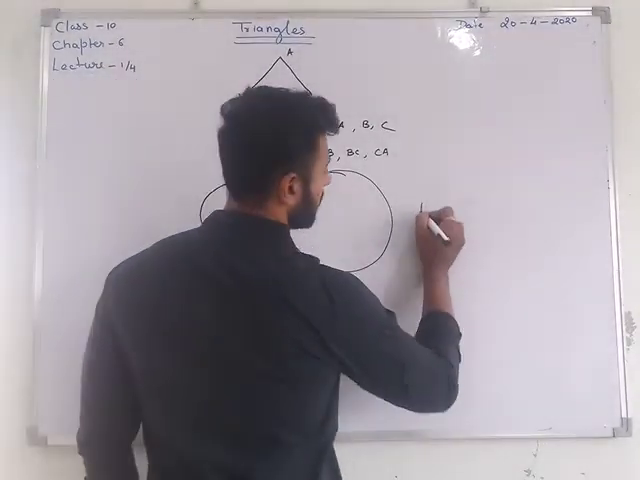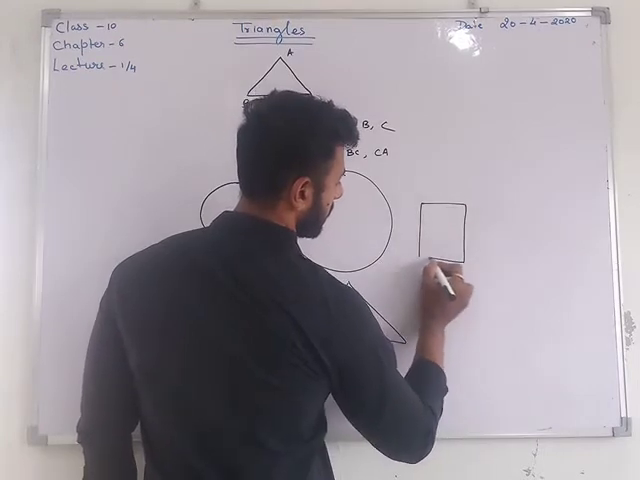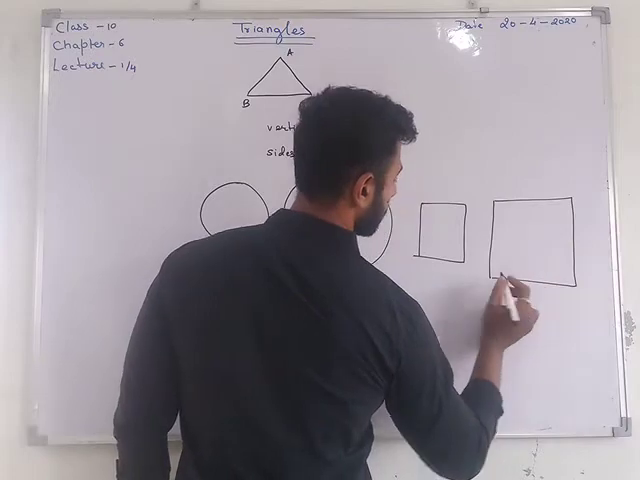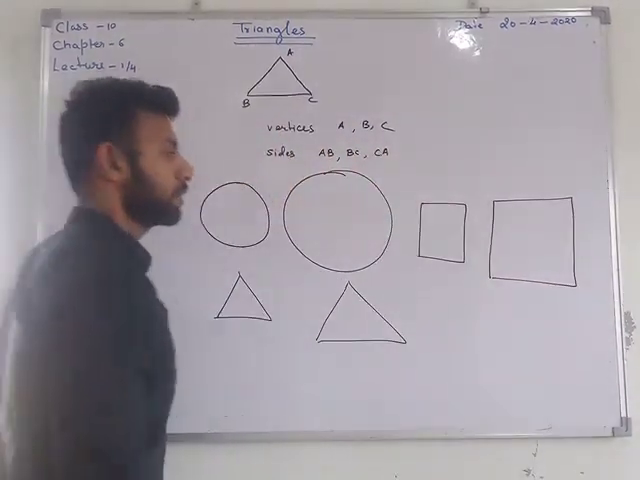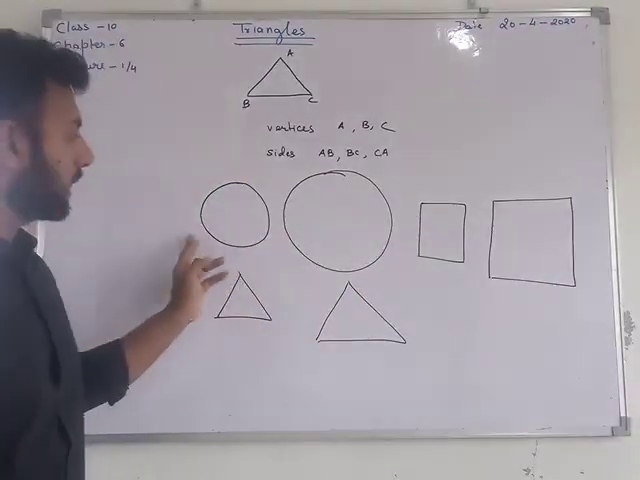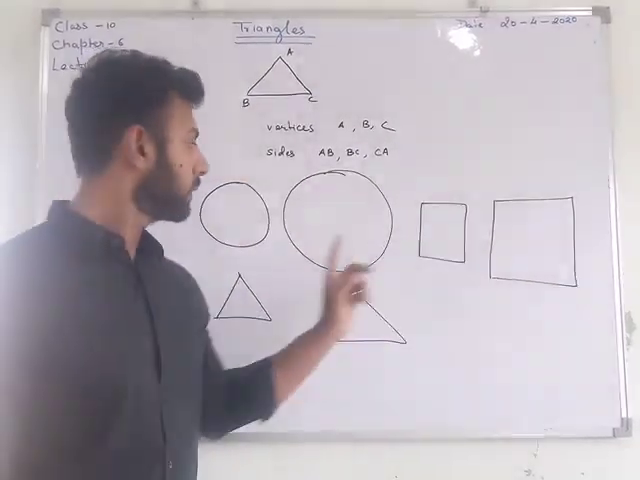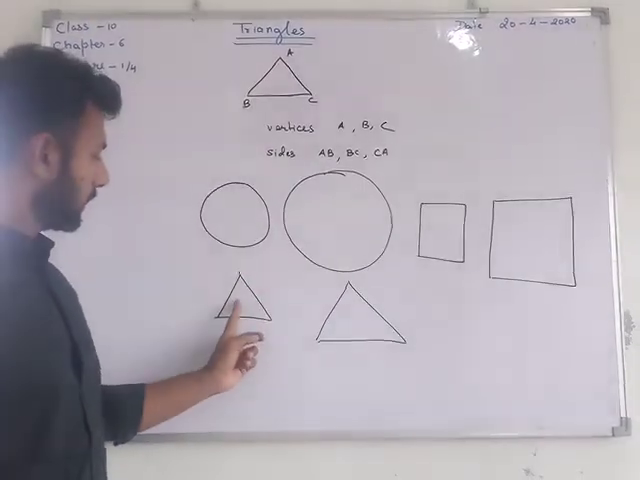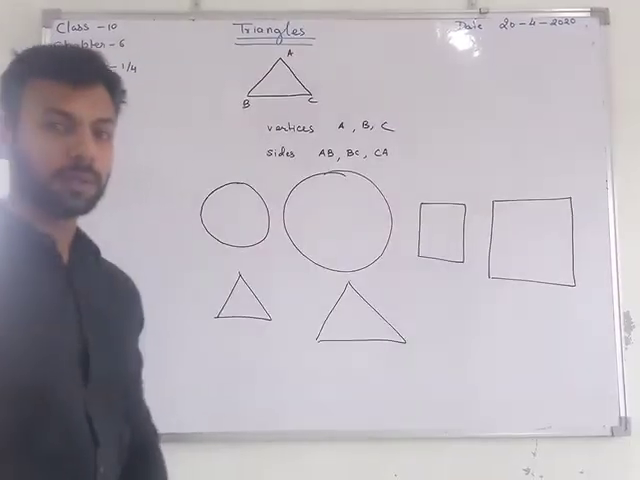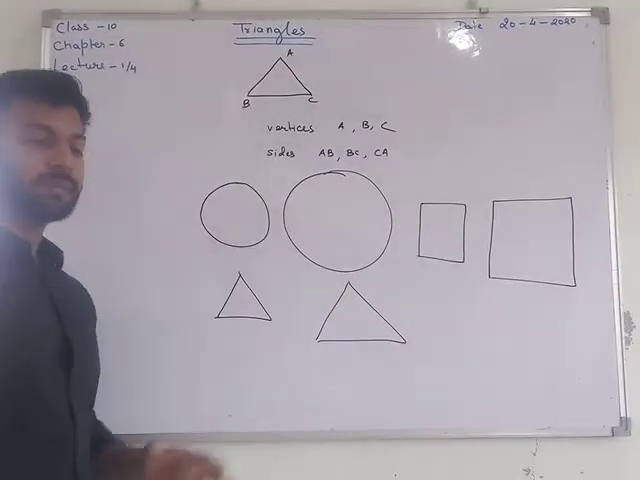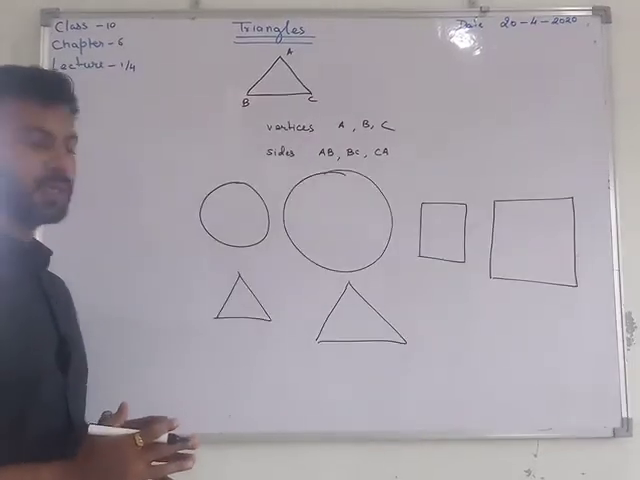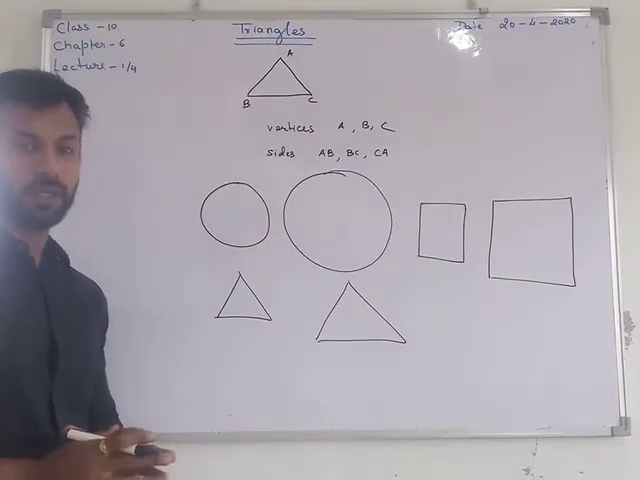One more figure we can see. We are having two squares over here, a small square and a bigger square. All these figures are similar. These circles are similar to each other, these triangles are similar to each other, and these squares are similar to each other. Why are these similar? Because their shapes are similar. Now let us move to our first topic of the chapter, similarity of triangles.